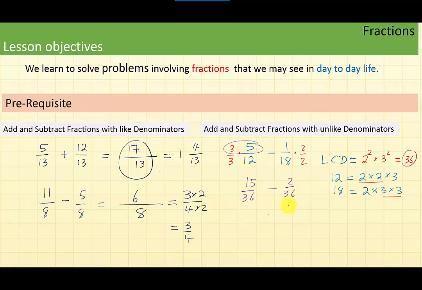Now they both have the same denominator, so the denominator is 36 and the numerator is 15 minus 2, which is 13. And we cannot simplify it further because 13 is a prime and 36 doesn't have 13 as a factor.